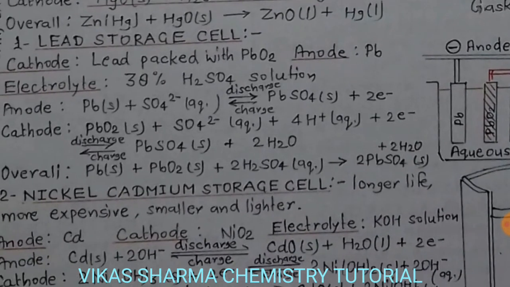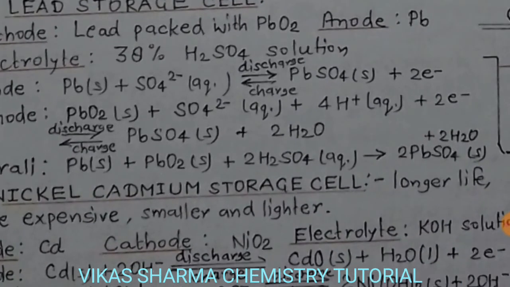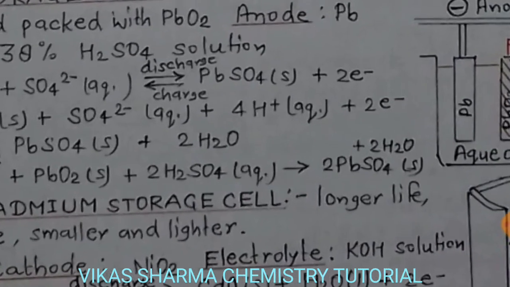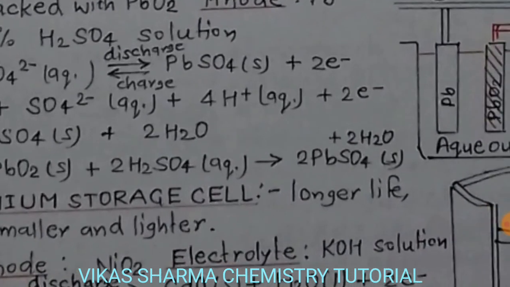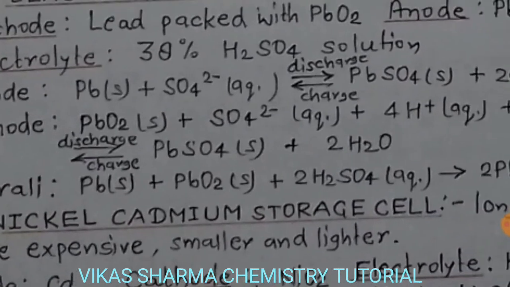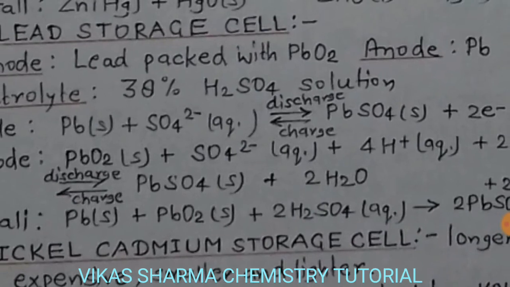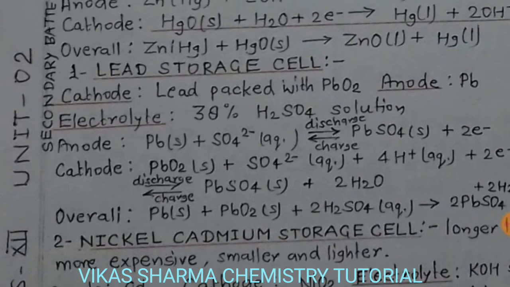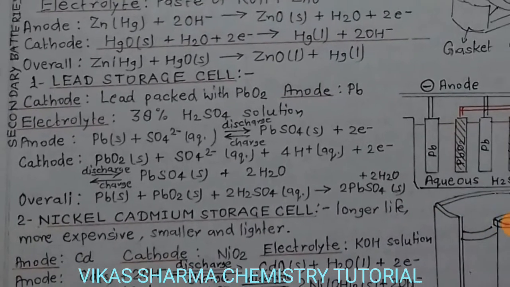this. At the cathode, lead oxide plus sulfate ion plus 4 hydrogen ions plus 2 electrons become lead sulfate and water molecules. In the charge condition the reaction goes from the other side, the left hand side. So the overall reaction is this.